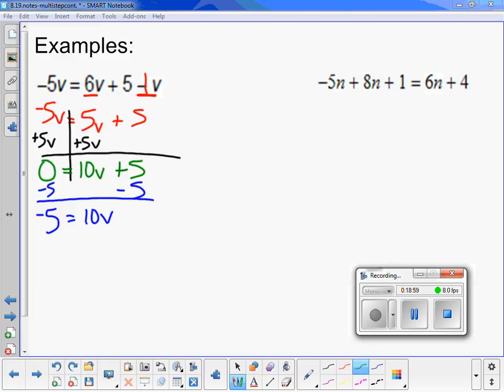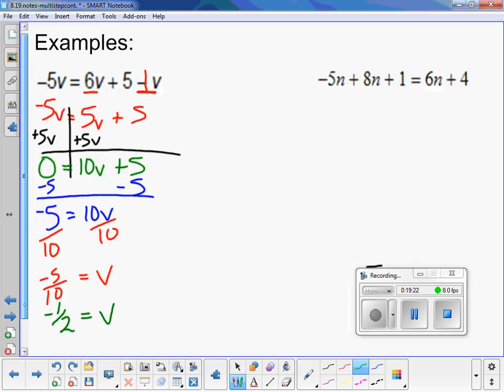And then I have 10 times v. So we divide. So we have a negative 5 over 10 equals v. And if you recall how to simplify fractions, negative 5 over 10 simplifies to be negative 1/2. So v equals negative 1/2, or at least I think that's what my answer is.